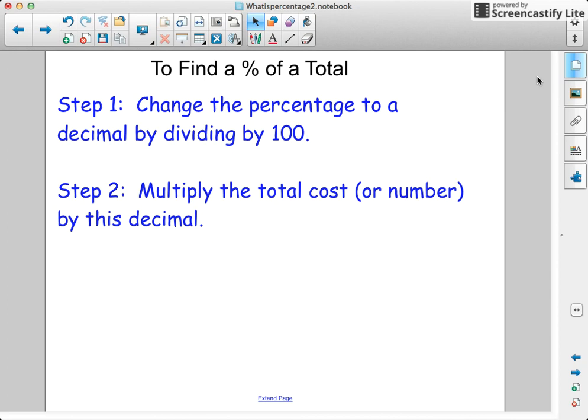In this video, we're going to use a percentage to find the percentage of a total. So given the total and a percentage, we find how much of that total that percent is. Step one is to change the percentage to a decimal by dividing by 100 or by moving the decimal point 2 places. Step two is to multiply the total cost or the total number by this decimal, and that will give you the percentage of that total.